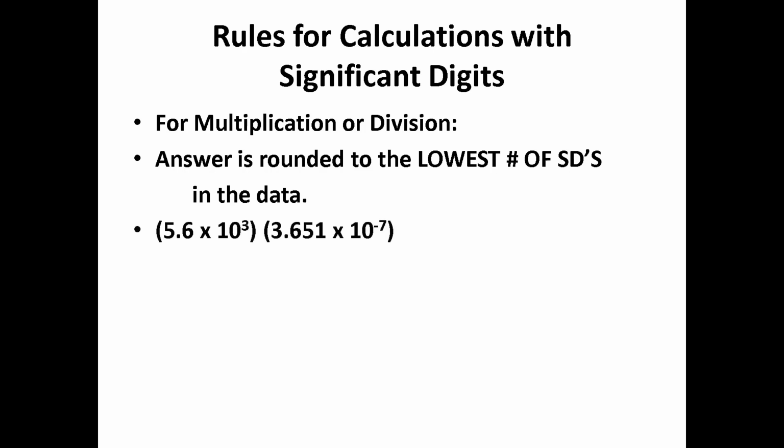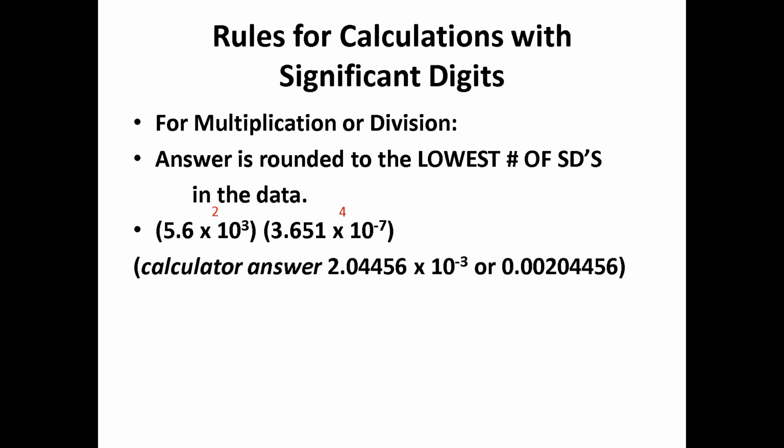So if I'm multiplying these 2 numbers together, the first thing you would do is count how many significant digits are in the first number. There's 2. How many significant digits are in the second number? There's 4. The calculator gave me either one of these 2 numbers, depending on whether I put it in scientific notation or not. I had 2 significant digits and 4 significant digits, therefore I must choose 2. So my answer is either 2.0 times 10 to the negative third or 0.0020.